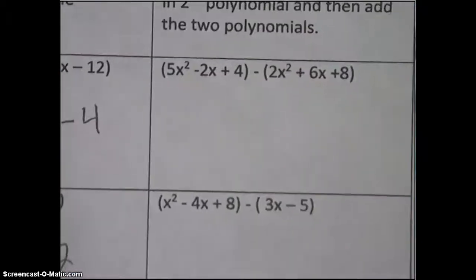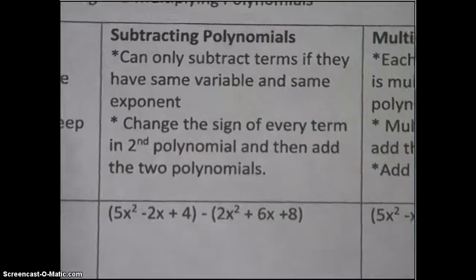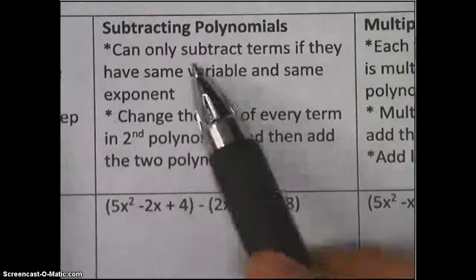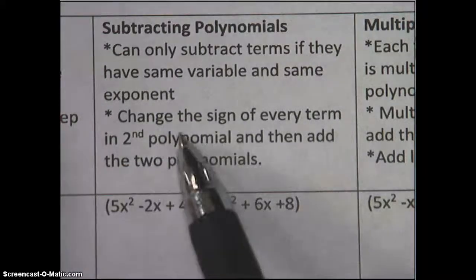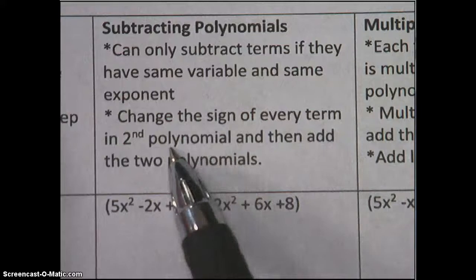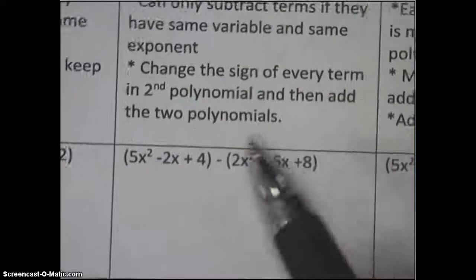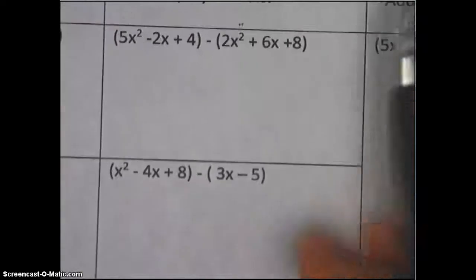There's one more step on subtraction. So here are the rules for subtracting polynomials. You can only subtract terms if they have the same variable and the same exponent. You change the sign of every term in the second polynomial and then add the two polynomials. So it's just like adding, but we're going to add a step. Here's what I'm talking about.